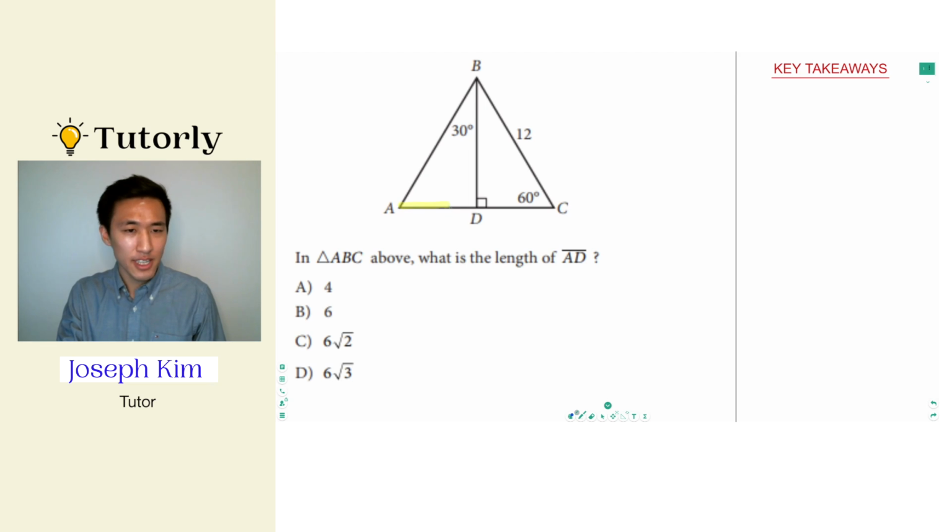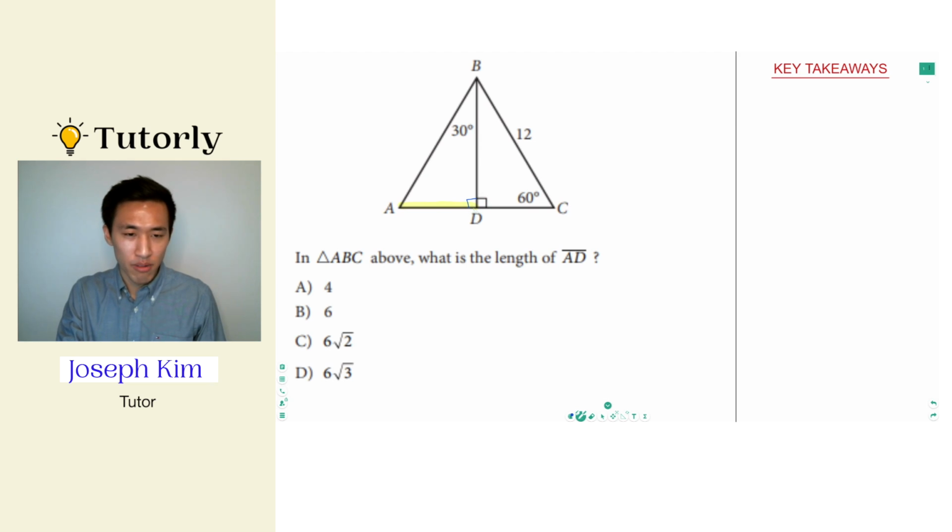To begin, let's start by labeling everything we know about this triangle ABD. Since angle BDC is a right angle, we know that angle BDA is also a right angle. We know this because these two angles form a straight line, and a straight line measures 180 degrees.